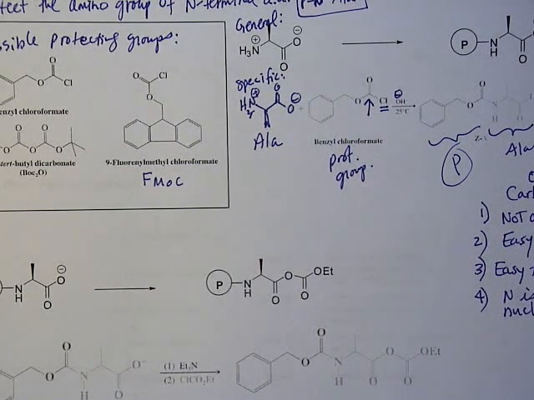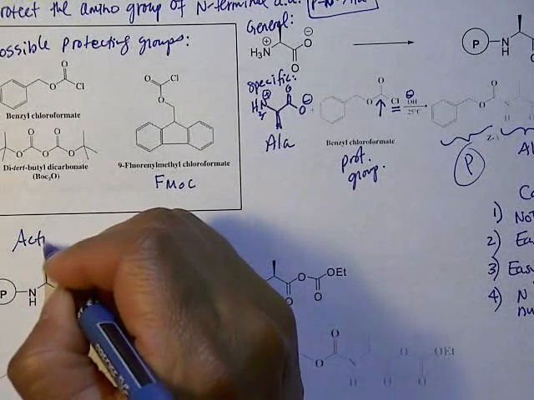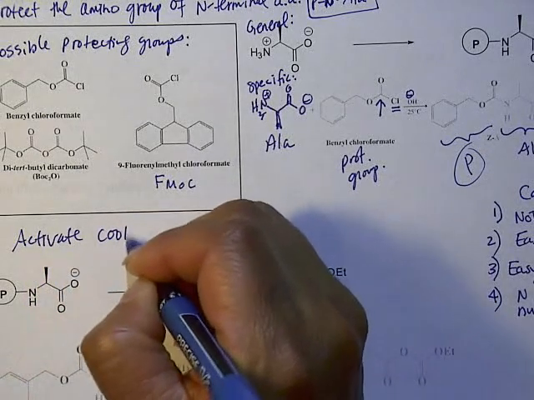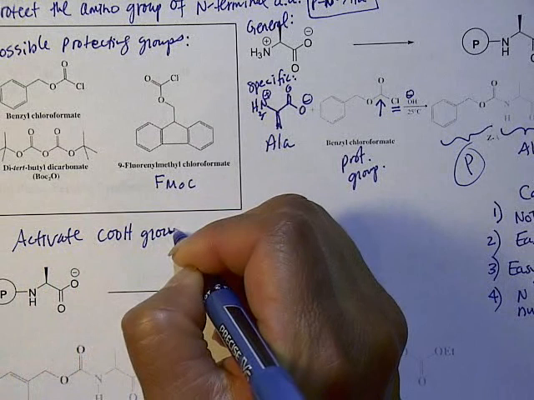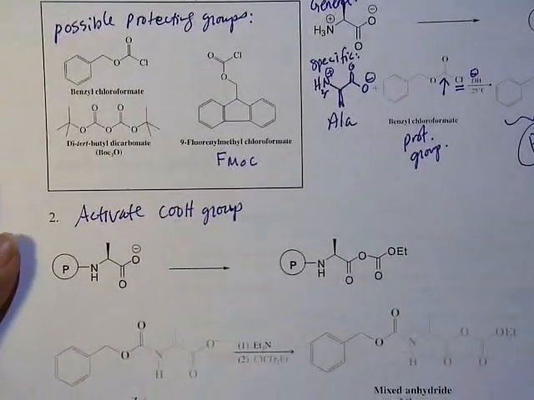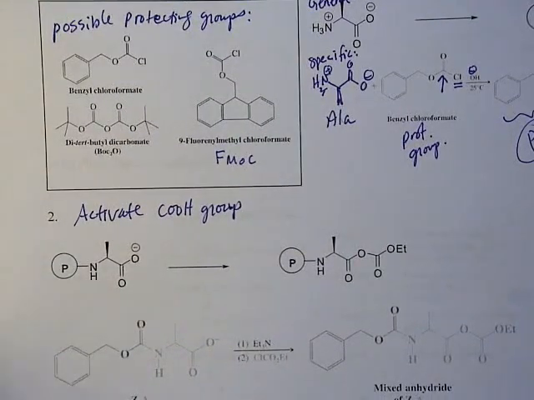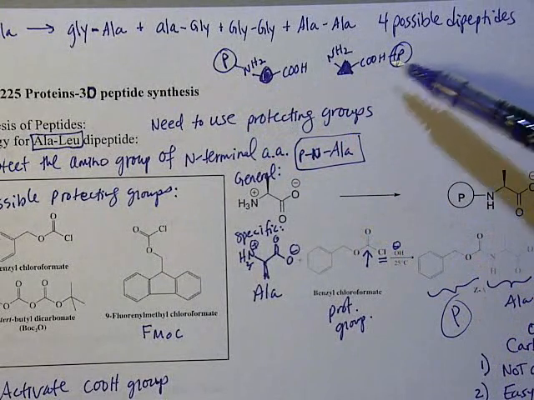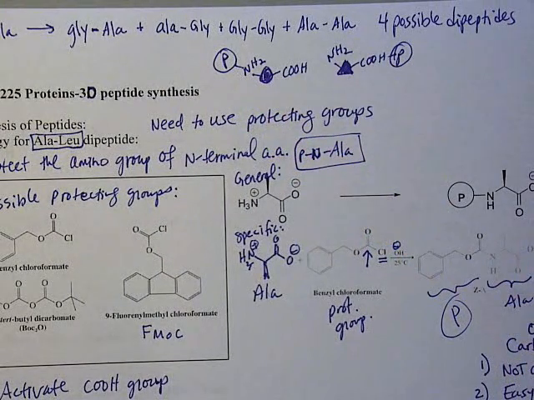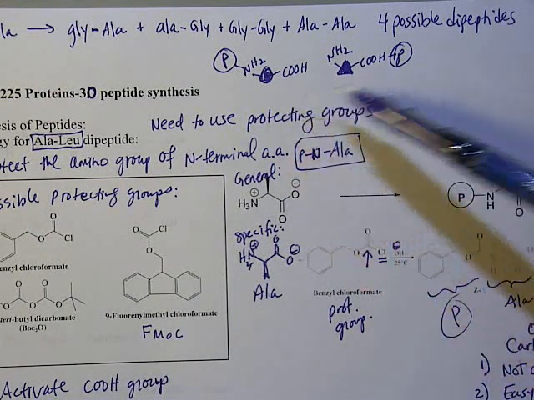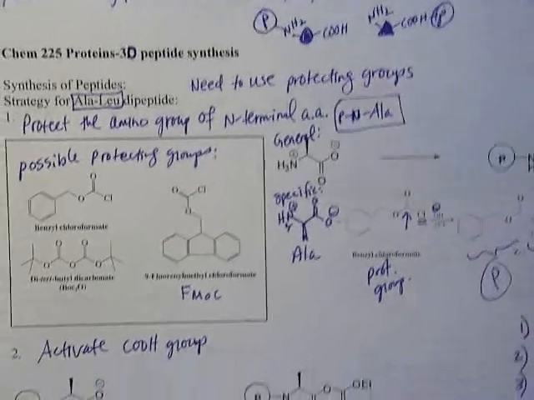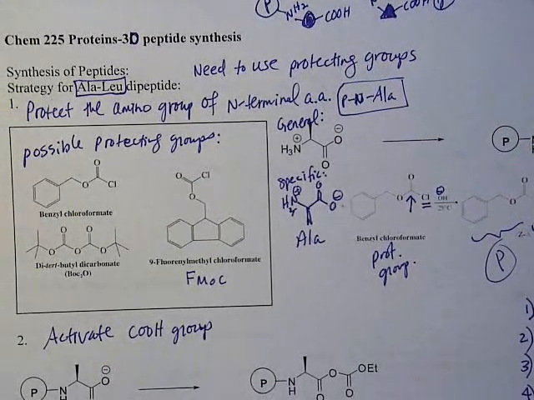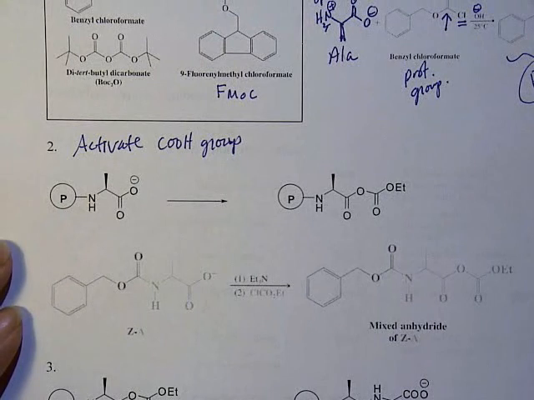The second step after you protect the amine is to activate the COOH group. Now this step is not in your textbook really as a separate step. What your book does is they protect the amine, they protect the carboxylic acid, and then they react it together. And that strategy works if you're just making a dipeptide, but I'm giving you a strategy where you can make as long of a protein as you want.